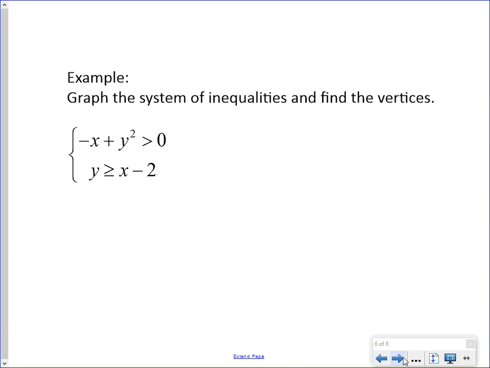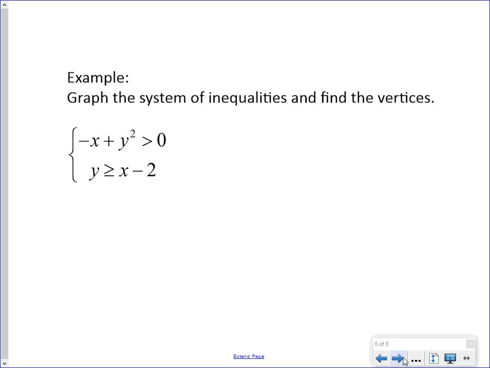Let's do an example. We'll do 1 graphing and 1 setup. So we want to graph a system of inequalities and then also find the vertices for negative x plus y squared greater than 0 and y greater than or equal to x minus 2. Now I could really pick any kind of curve that we've studied previously or that you should have studied previously in Algebra 2 and ask you to graph that curve.